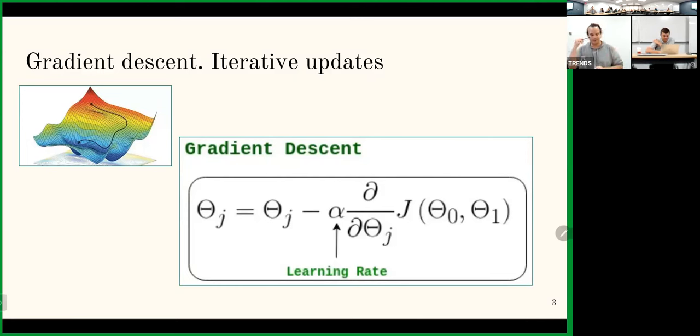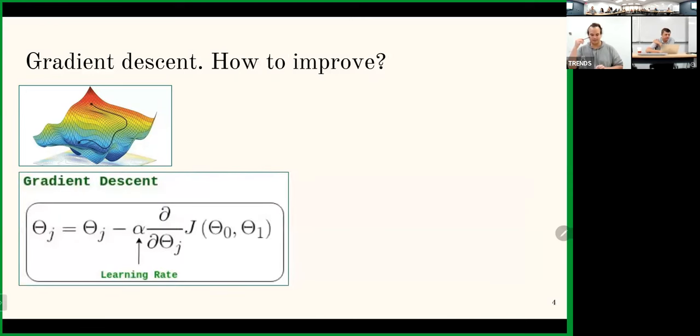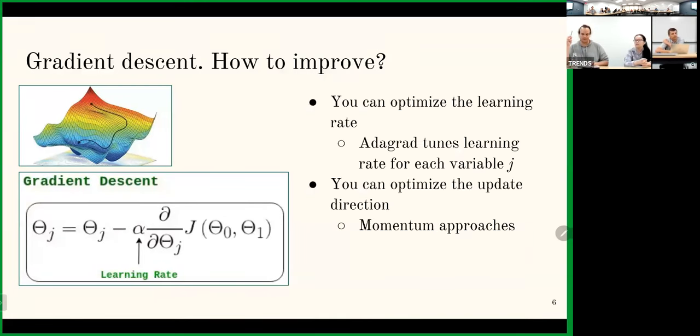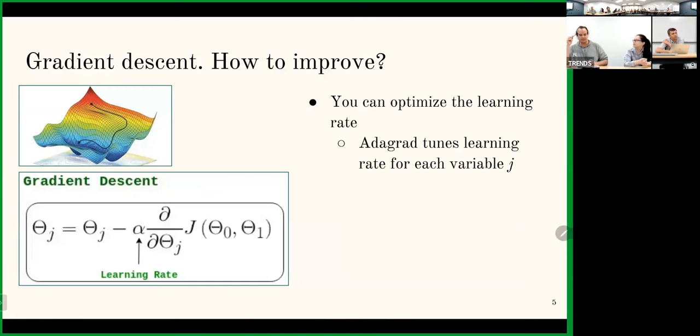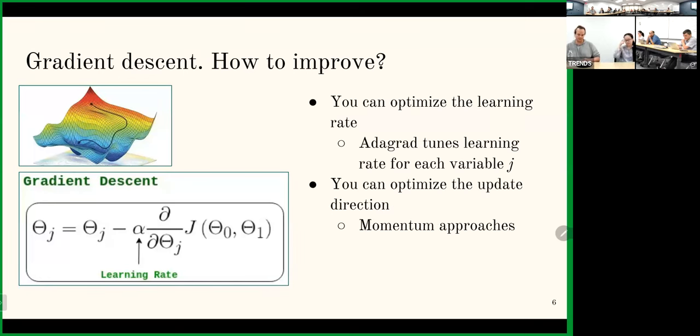Okay, we have this algorithm, gradient descent. It is iterative, so it can take quite some time to find the global minimum. How can we improve it? So there are different strategies. For example, you can try to make each of your updates smarter by, for example, adjusting the update step by adjusting the learning rate. And that's what Adagrad's algorithm is trying to do.